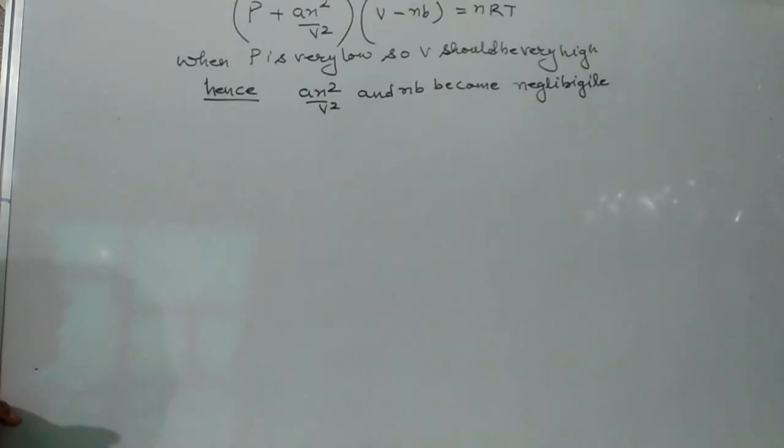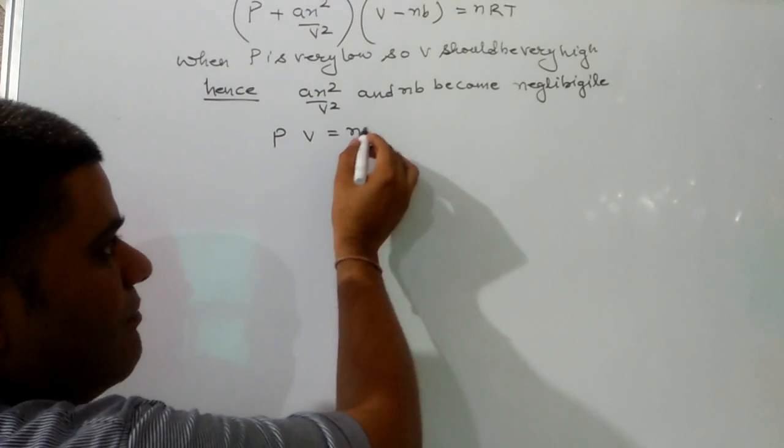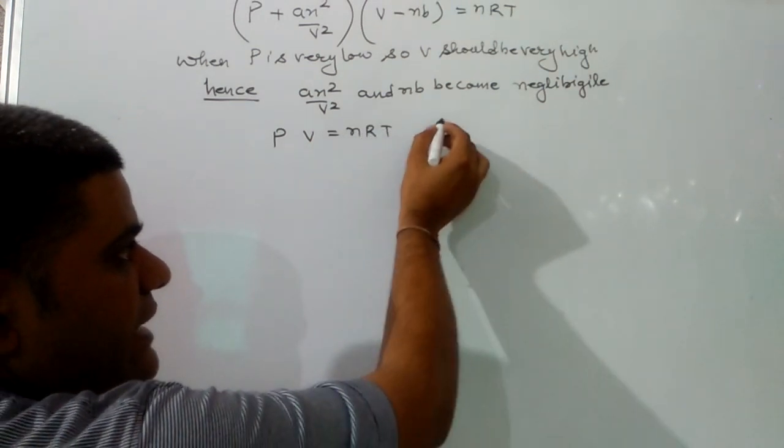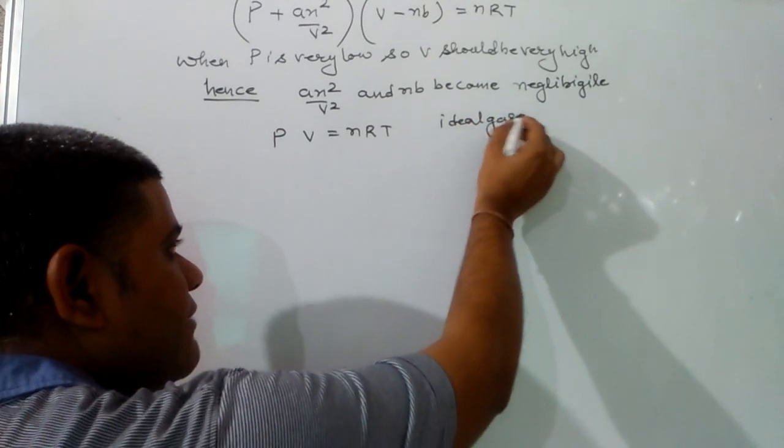An square and Nb become negligible. So this equation gets reduced to PV is equal to nRT, which is the ideal gas equation.